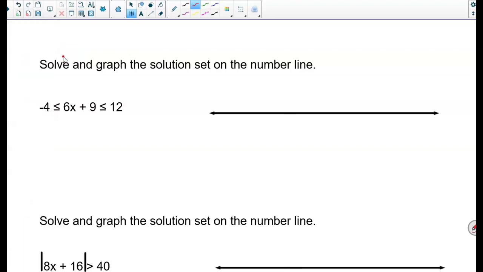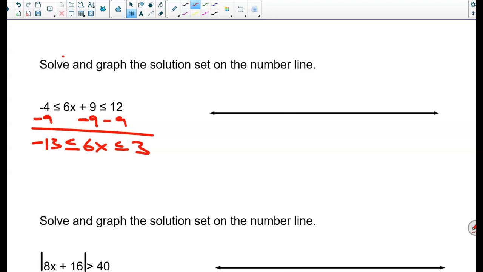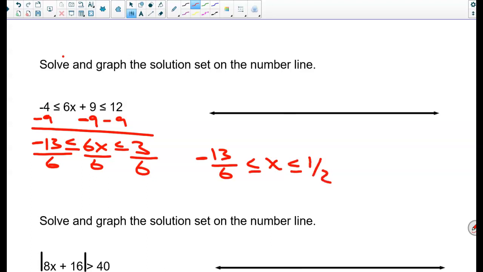On the first one here, we need to subtract 9 on all three sides. We have negative 13 is less than or equal to 6x, which is less than or equal to 3. And then we're dividing everything by 6. We want to reduce, so negative 13 over 6 is less than or equal to x, which is less than or equal to 1/2. And then I want to draw a number line.